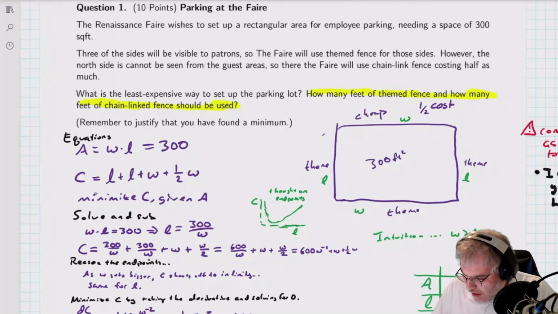And then I have a cost function, right? So I label these things for my production, W and L. And then I have a cost function where I need to pay for that fence, that fence, that fence at full price. And then I get a discount on that one. That's half the cost. So whatever the cost function is, it's going to be L plus W plus 1/2 W.